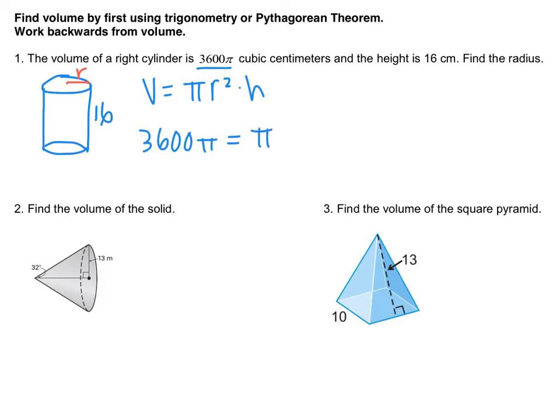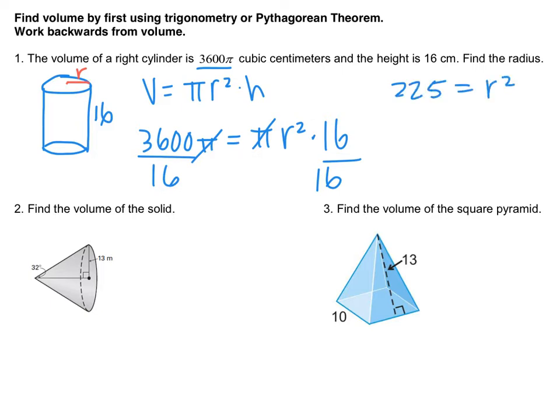So pi r squared, I don't know radius, so I'm just going to leave that as r squared, times the height, which is 16. So first thing, I see there's pi on both sides. I'm going to divide that out. Both those pi's are gone. So then I'm going to divide out this 16. So 3600 divided by 16, I get 225 on that side equals r squared on the other side. Square root, 15 equals r. There we go.